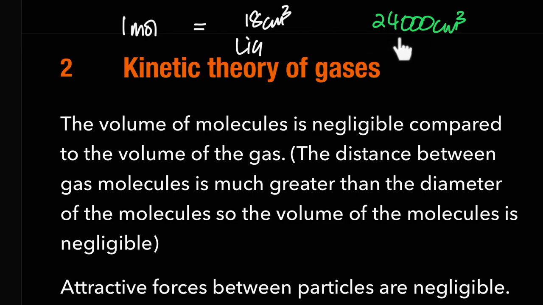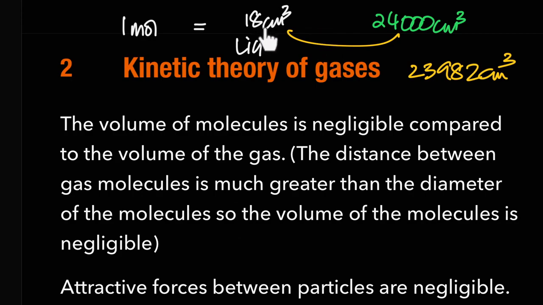And if that's the case, the empty space in this case would be this minus this, 23,982. What this statement is saying is that we are assuming that this is so small that this is really this. Because this is so small. So meaning that in a gas container, if this is my container and those are my molecules, I will assume that they have zero volume.